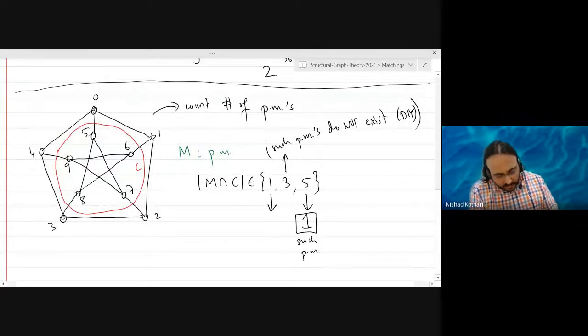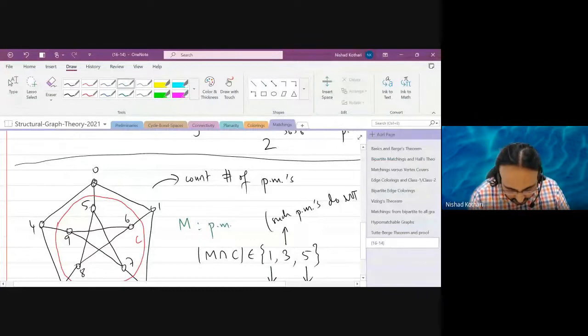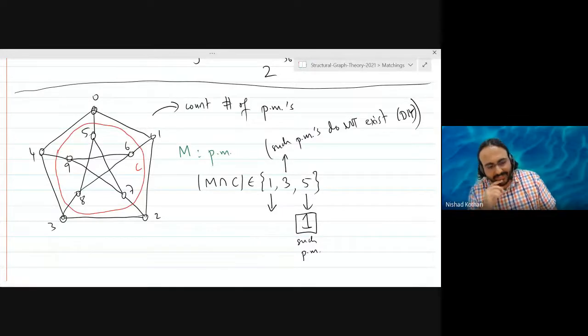And now supposing you take one edge from these five edges. So let's think about, yeah, go ahead. Why does that three case not exist?